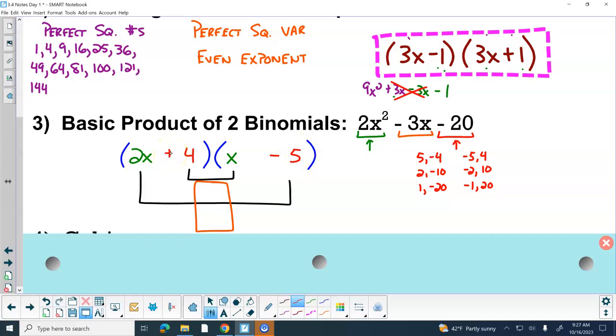If I do that, these two get me positive 4x. These two out here give me negative 10x. What is positive 4x minus 10x? Negative 6x. Is negative 6x the same as negative 3x? No, it is not. So that is not factored. So this one does not work. Okay. Right away then, what I would do is I would switch them.